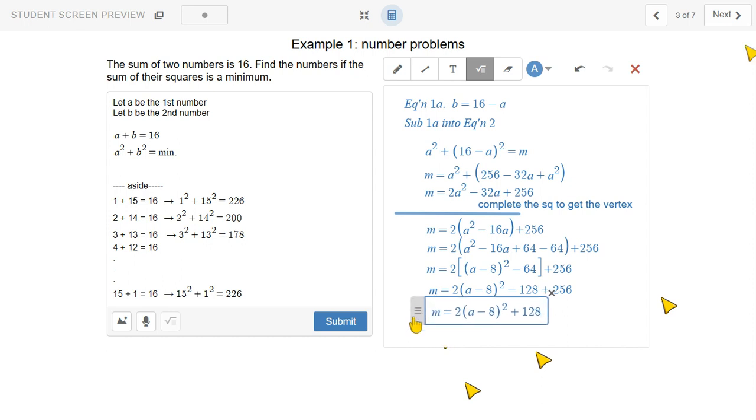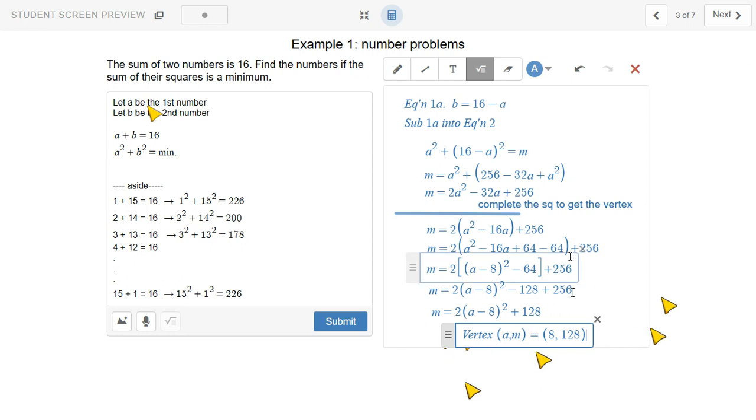Now we can find the vertex. Vertex is the h and the k. In this case, the coordinates that I'm using for the vertex, I have a and m. A being the first number and the m representing the minimum. So my first number is 8, and the minimum that we're going to get is 128. So at one point in time, we have 128. So we have our first number, but the question's asking for two numbers.